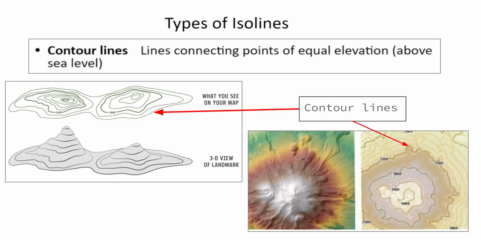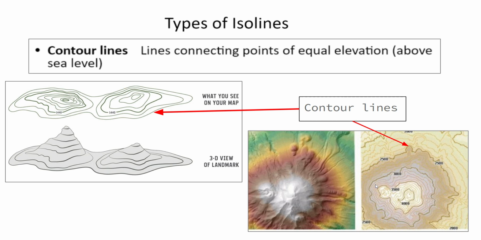So, what are the types of isolines? There are a couple types. The first type of isoline is a contour line, or contour lines. Contour lines are lines connecting equal points of elevation. So, say I have a mountain. If I want to represent the elevation of the mountain on my map, then I would draw lines of equal elevation. Every single point on this line is an elevation of 2,500 feet, I guess.